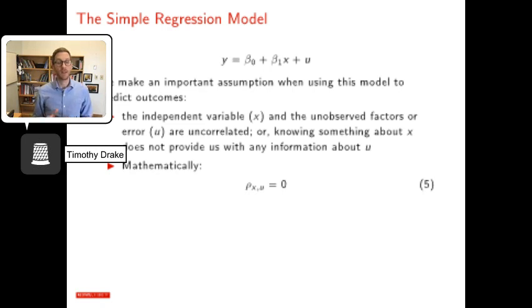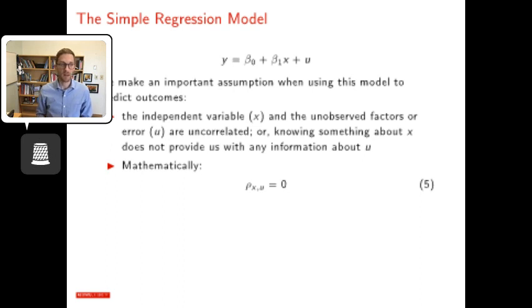Now with this model, we make one very important assumption, okay? If we're going to use it to predict outcomes, that assumption is that the independent variable x is unrelated or uncorrelated with the error term U, okay? That is, knowing something about x does not provide me with any information about U. So mathematically, that's rho of xu equals 0. Okay, there's no correlation between those two.